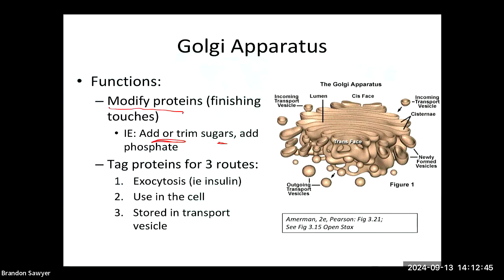Right? Is it going to stay there inside of that cell to function as some kind of a protein that the cell needs? That would be used in the cell, okay? Is it going to be exocytosed, for example, like insulin, a hormone that needs to be released out into the bloodstream? That could happen as well. Or is it going to just be stored there in that vesicle for a while until the cell actually needs it, right? So the Golgi apparatus is controlling that and creating those vesicles.